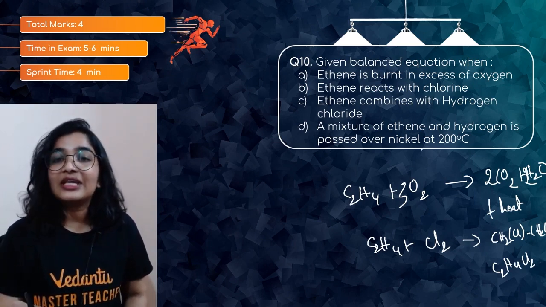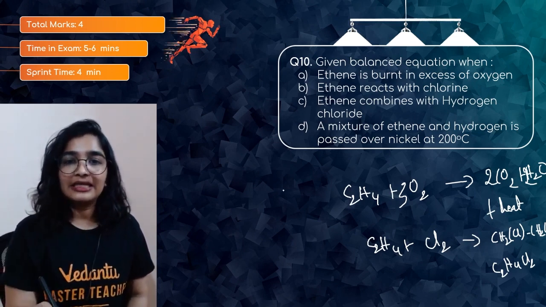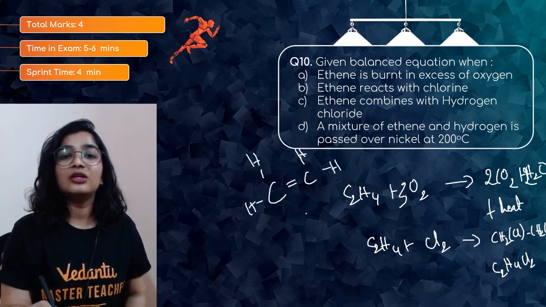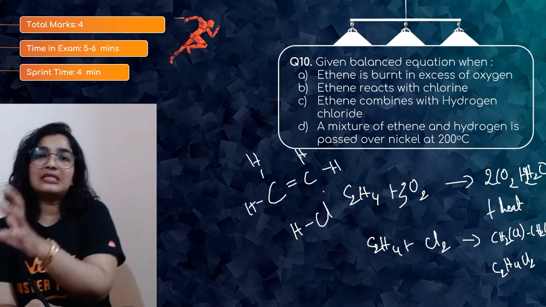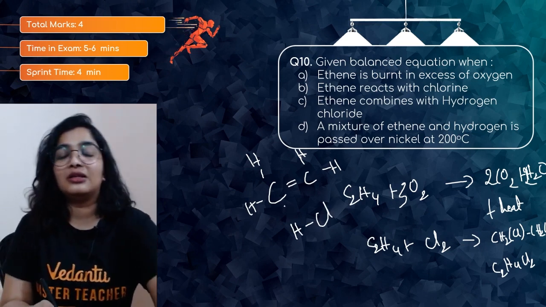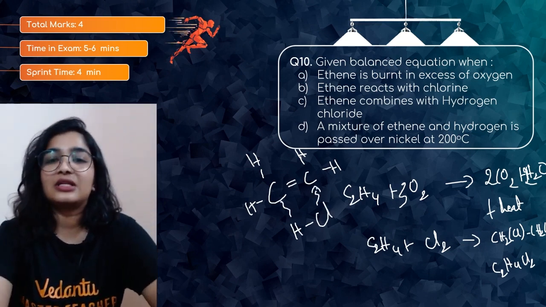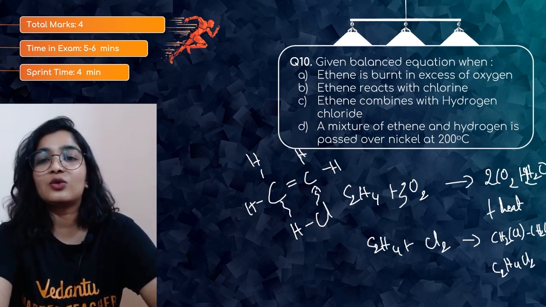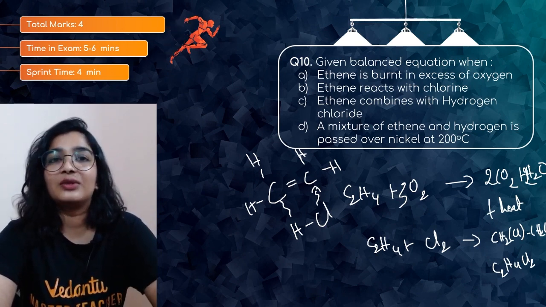Ethene combines with hydrogen chloride. So here ethene, you have a double bond, hydrogen, hydrogen. I'll write it here because I need to add chlorine. So HCl, what will happen? You will get Cl and H. So one hydrogen will go to one atom and chlorine will go to another atom. So that is how you will get the product. And the next one, ethene with hydrogen, is basically a hydrogenation reaction where you will get ethane.